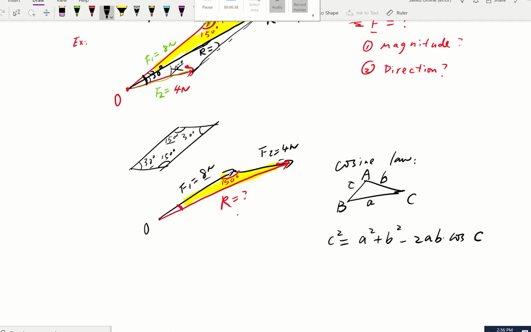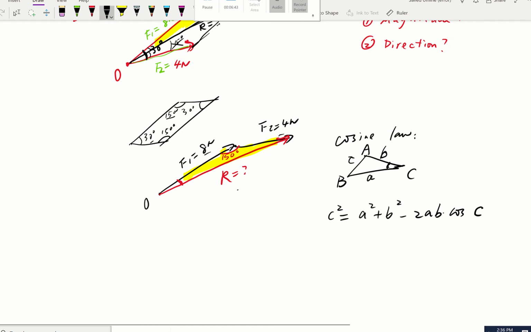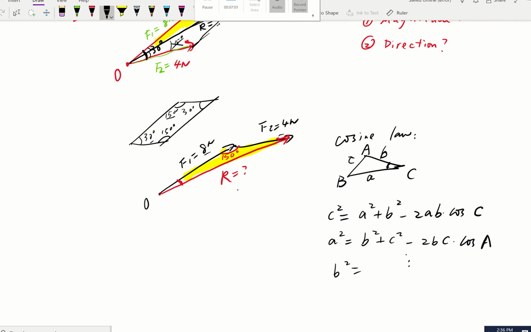C. This is angle C. And then you can do the other ones. I'm just going to write one more. a squared is going to be b squared plus c squared minus 2bc cosine angle A. Then you can write down the last one, right? You already know the pattern. b squared is equal to a squared plus c squared minus 2ac cosine angle B. Alright, so using that knowledge, we're going to solve R here.